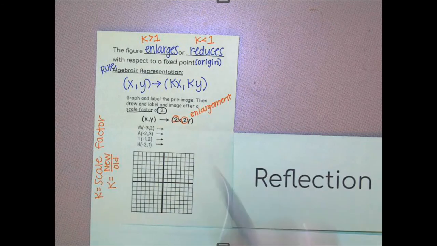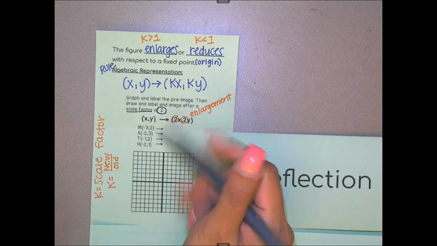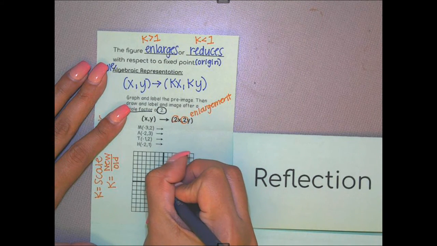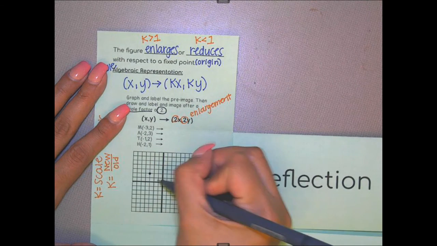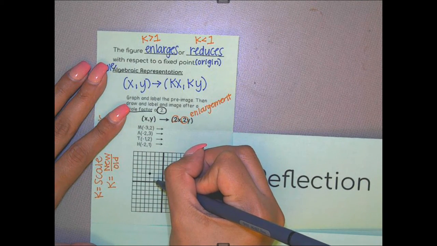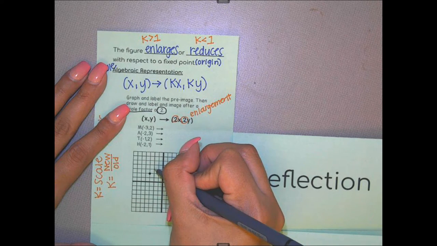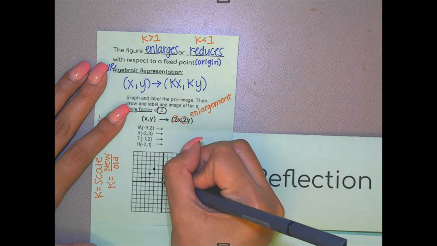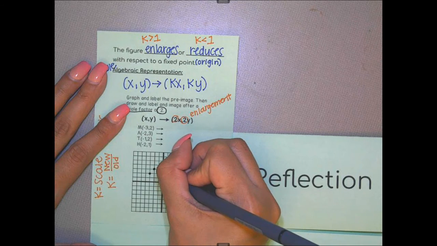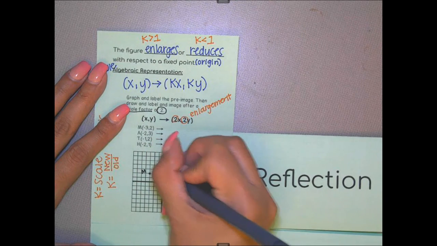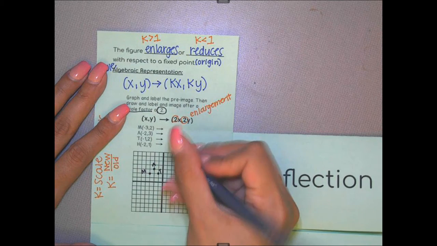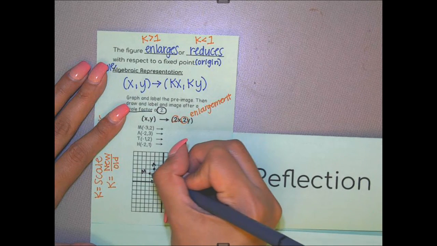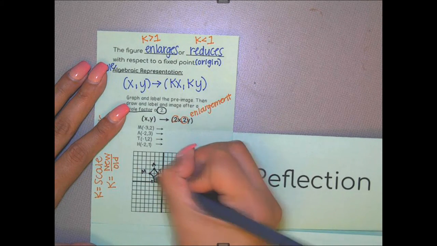To start, I'm going to plot MATH. M is at (-3, 2), (1, 2), (3, 1, 2). A is at (-2, 1, 2), (1, 2, 3). T is at (-1, 2), (1, 2). So M, A, T, and then H is at (-2, 1, 2), (1). And then I can go ahead and connect those dots.